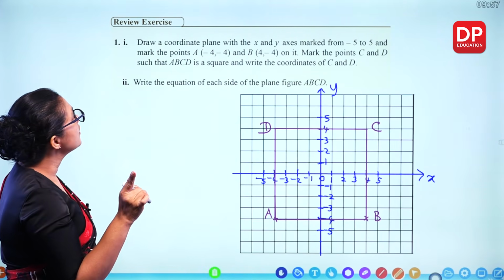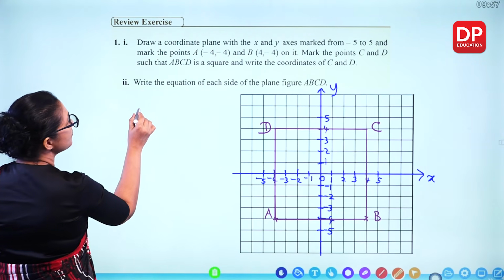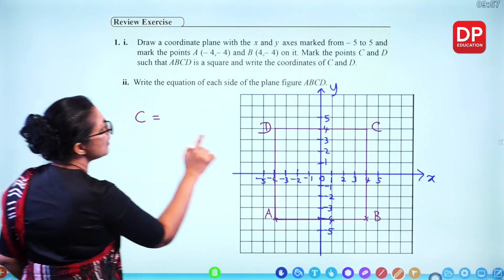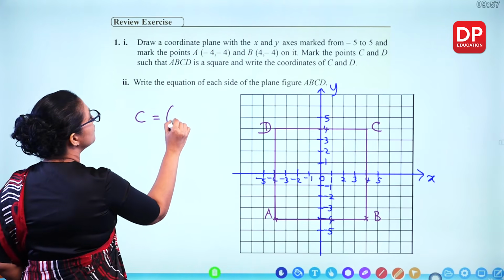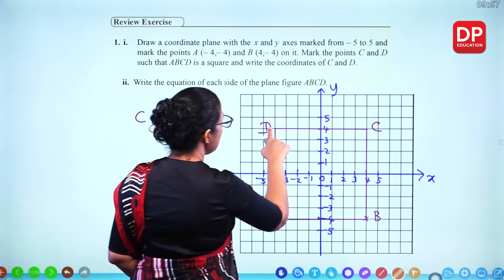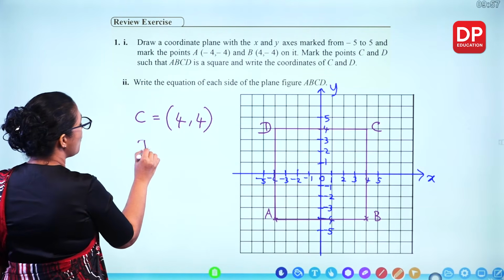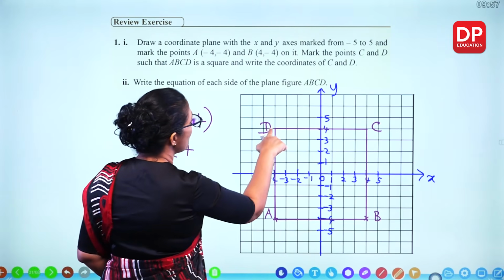Now, what are the coordinates of C and D? C equals 4 and 4. First x and then y. D is minus 4 and plus 4.